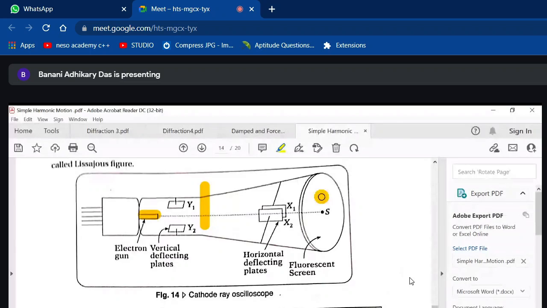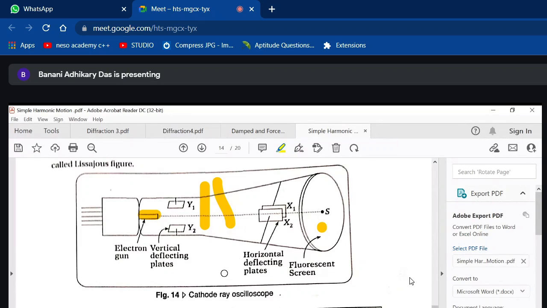So this spot on the screen moves from here to here. If you give a voltage only along Y1, Y2, and you reverse the polarity of the voltage, making it in the opposite direction, then the spot doesn't go upward. It moves, and then you get the spot here. This is where you get the spot if you reverse the polarity of Y1, Y2.